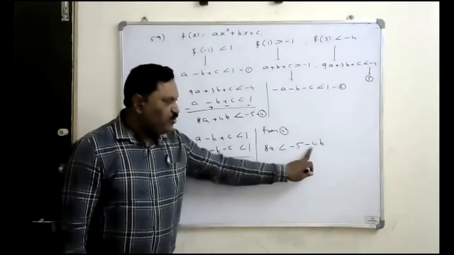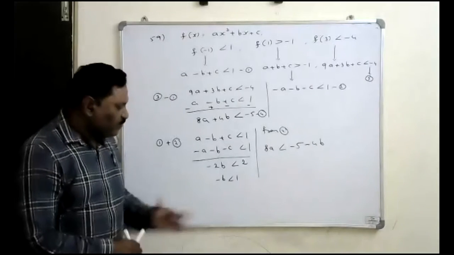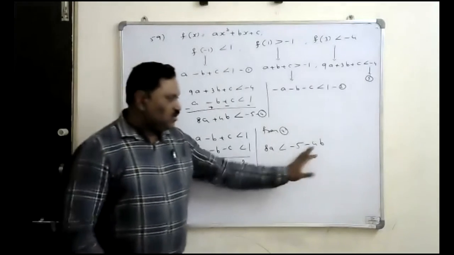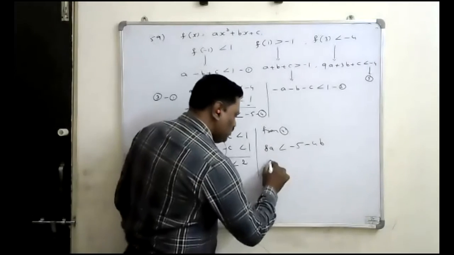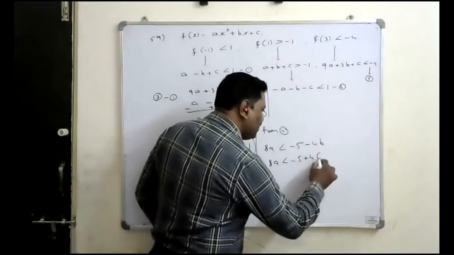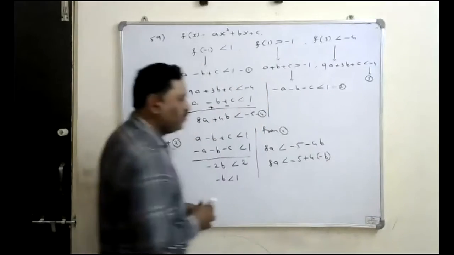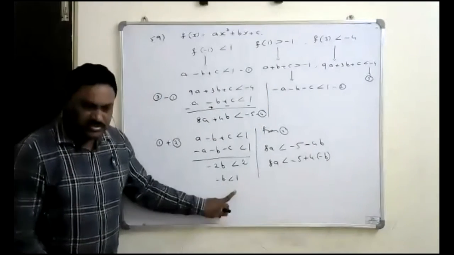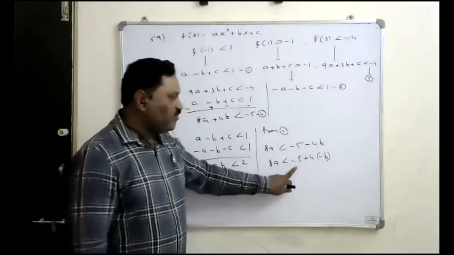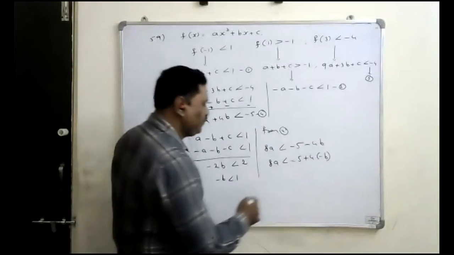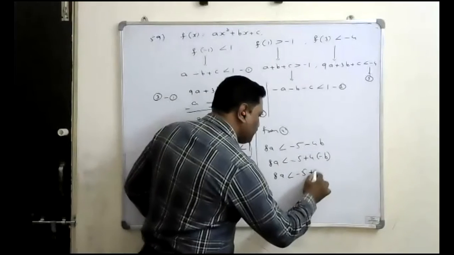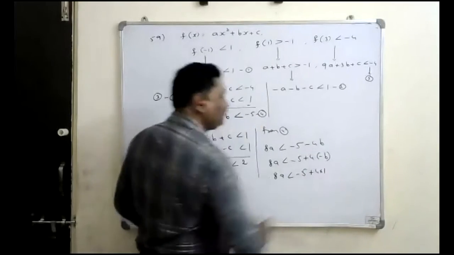Minus b, 4 into minus b I can write it, but where the minus b maximum value is 1. So if I substitute this maximum value 1 here, then the total value becomes the maximum. Therefore 8a is less than minus 5 plus 4 into 1.